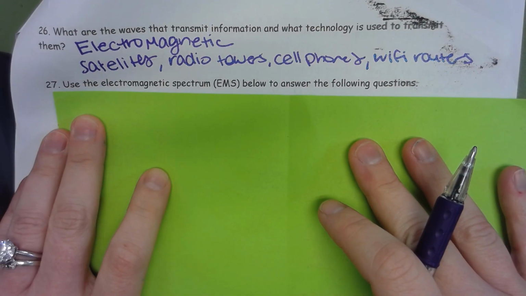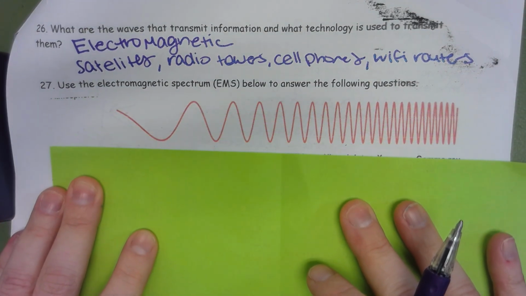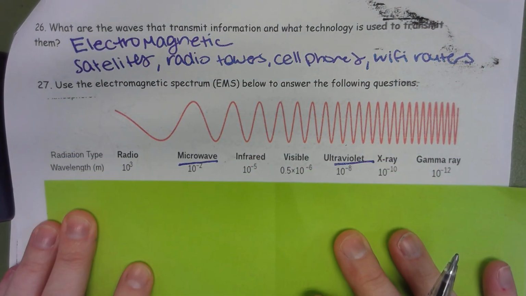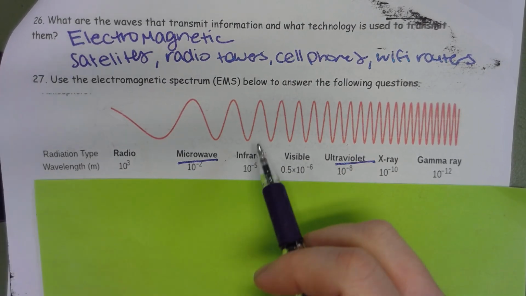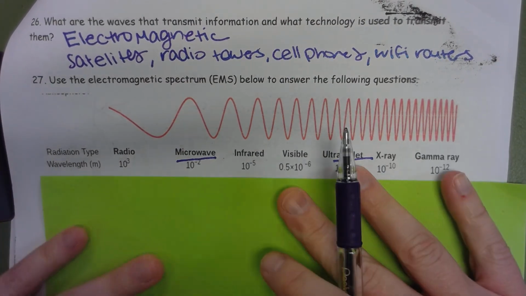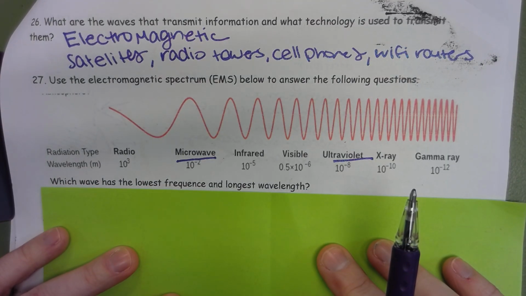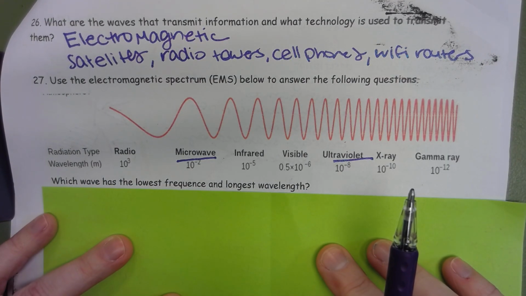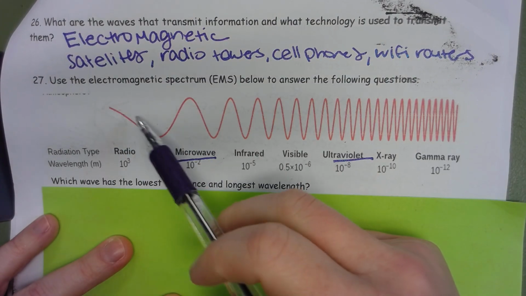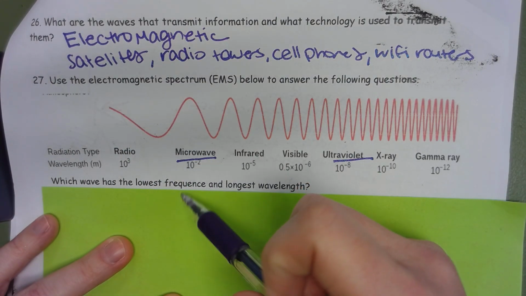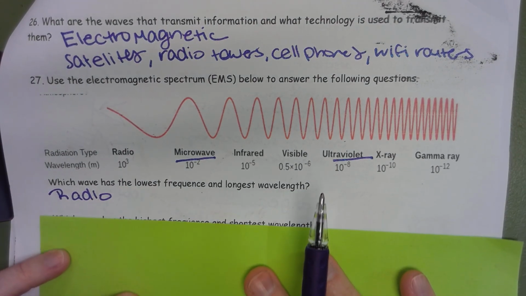Use the electromagnetic spectrum, or EMS, below to answer the following questions. Alright, so we have the radiation type, and we have the wavelength in meters. Which wave has the lowest frequency and the longest wavelength? Well, if we look here, this has a pretty low frequency of only one up-down. And the answer is radio.